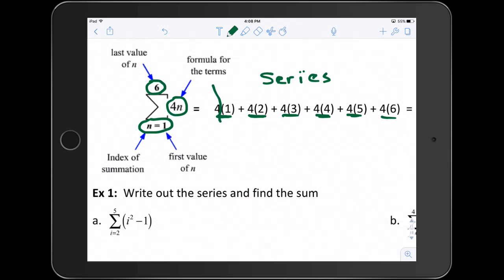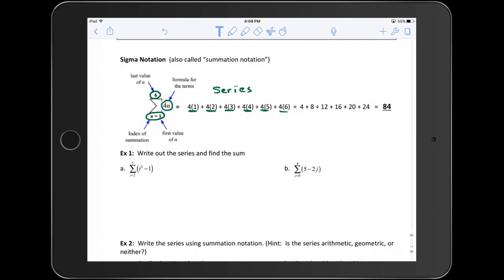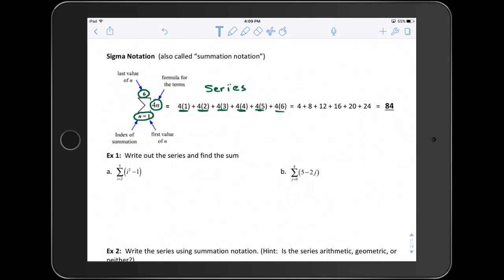Let me try to squeeze this down. Oh, I can't seem to move it. Hold on a minute. Okay, there we go. So once we simplify it and actually find the sum, the end answer, if you want to call it that, is 84. That is a very, very quick summary of sigmas or summations.